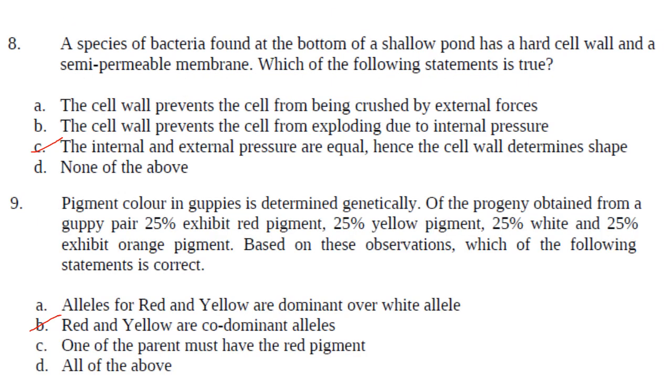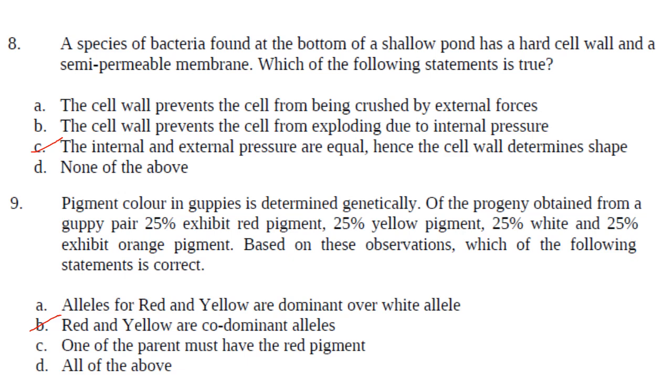Then next one. A species of bacteria found at the bottom of a shallow pond has a hard cell wall and a semi-permeable membrane. Which of the following statements is true? The cell wall prevents the cell from being crushed by external forces. The cell wall prevents the cell from exploding due to internal pressure. The internal and external pressure are equal, hence the cell wall determines the shape. Answer is option C.